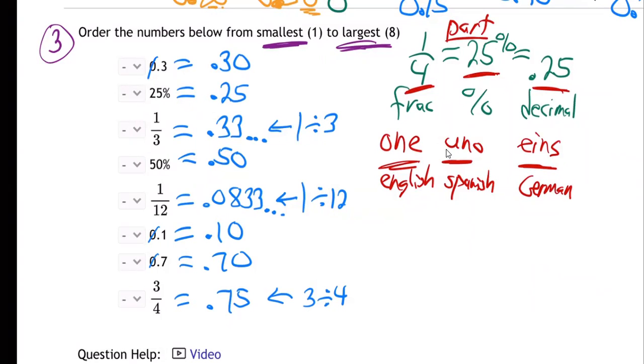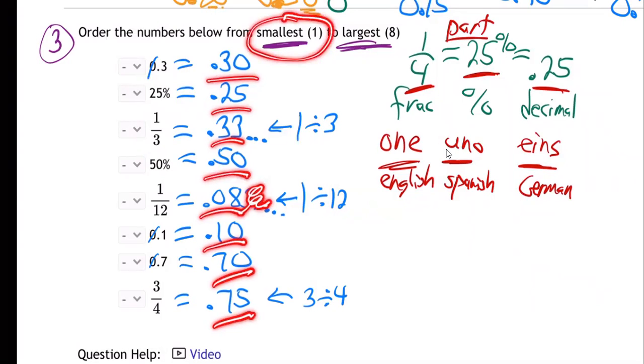So it's easier to compare them. So now let's do the comparison. Among all those numbers, which number is the smallest number? Think about money. Imagine if this is like 30 cents, 25 cents, 33 cents, 50 cents, 8 cents. Don't worry about the other digits. 10 cents, 70 cents, 75 cents. So which of those is the lowest, smallest? Who's number one? The smallest amount of money.